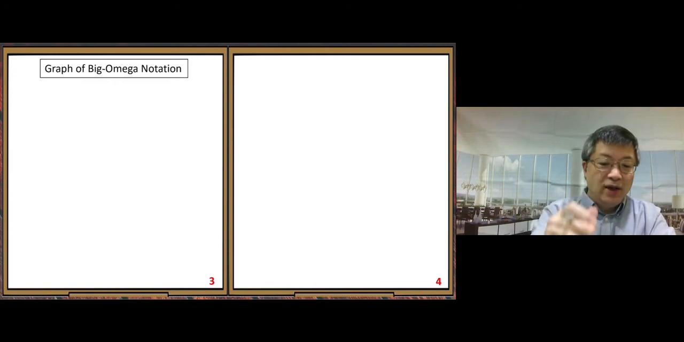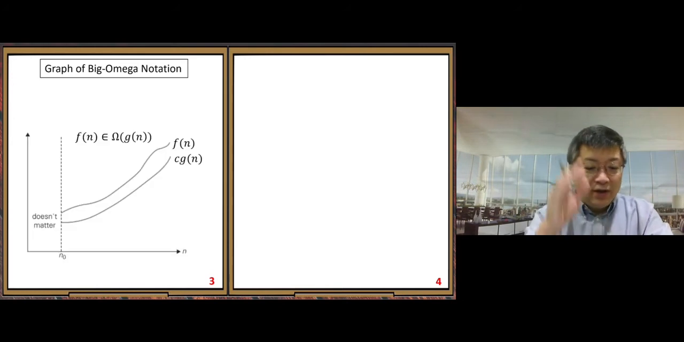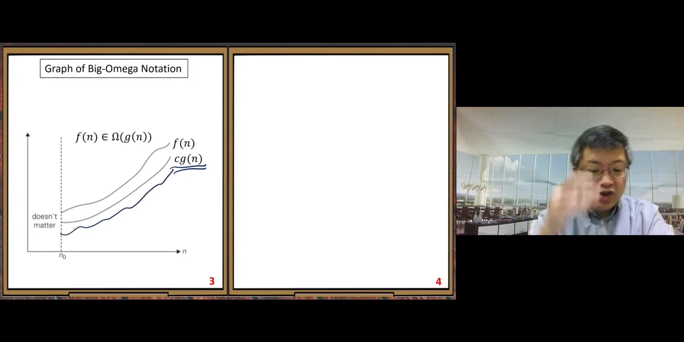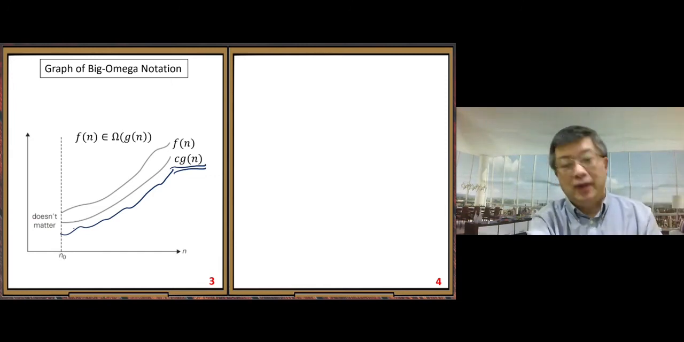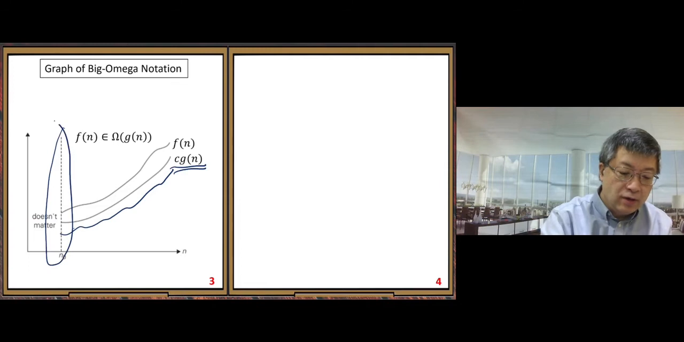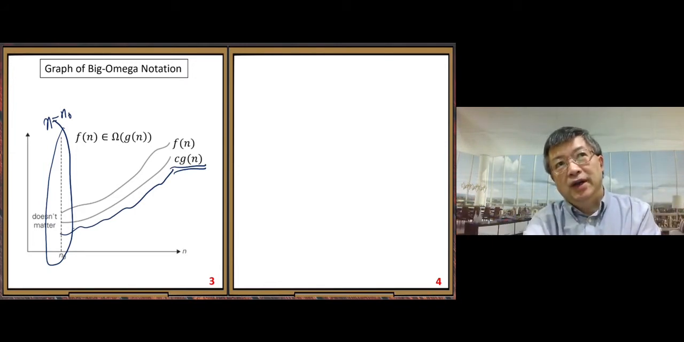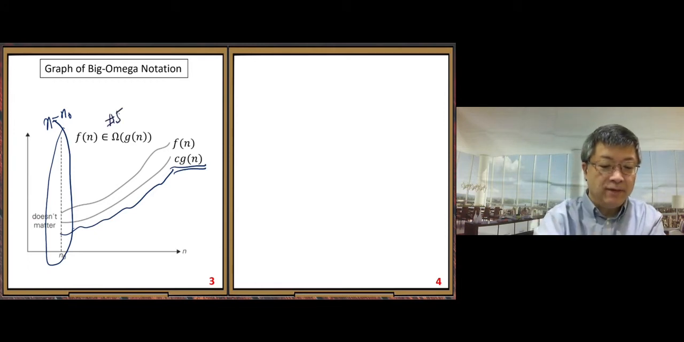Then the last one. Let's look at the graph first. The graph is similar to big O notation, but this time we put C times g as the lower bound. Its graph is below the graph of f of n after that vertical line, n equals n0. See? So that's the meaning. Our asymptotic notation number 5.